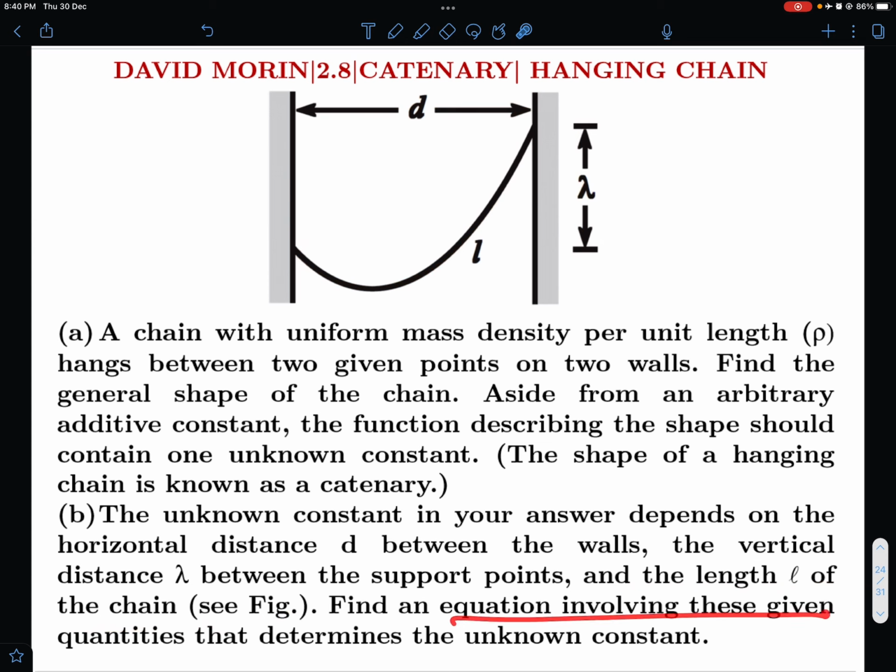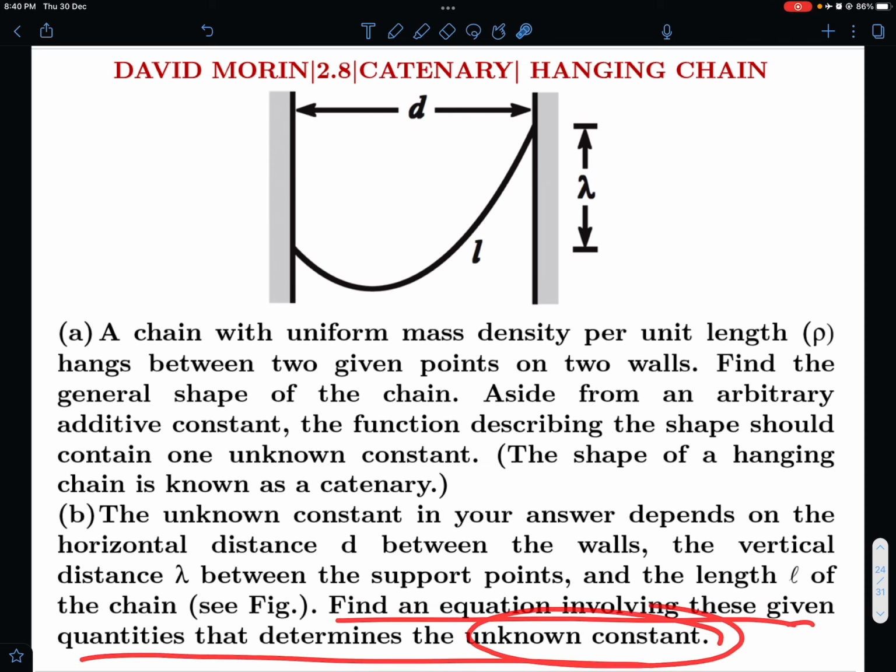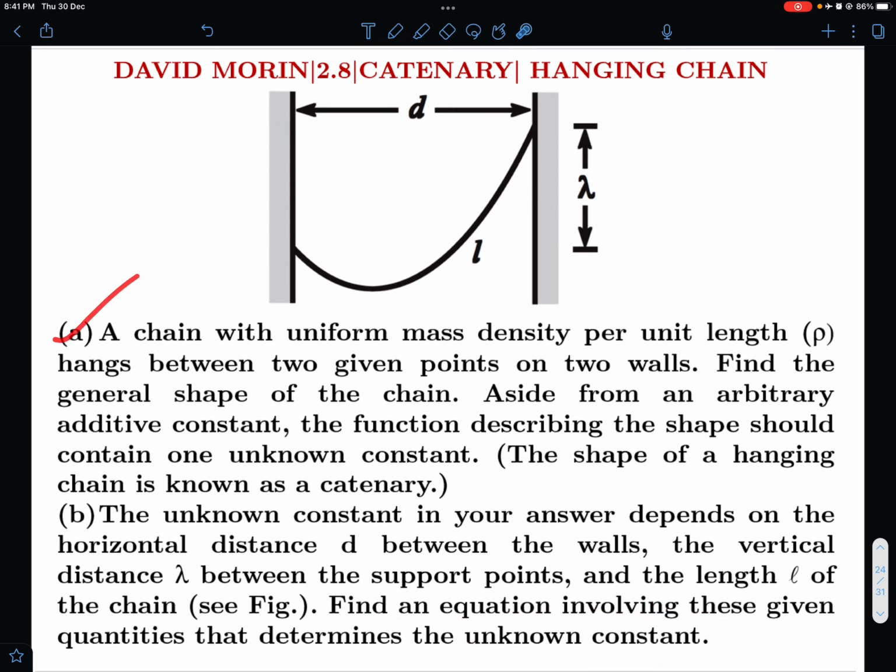Find an equation involving these given quantities that determines the unknown constant. So we do not have to find the unknown constant, but we have to develop an equation for the unknown constant. That equation we can solve using a computer. We need not solve that equation by hand, but we just need to find an equation involving these quantities that determines the unknown constant. So it turns out in the first part you will get an unknown constant, which we have to find a method for evaluating in part B.